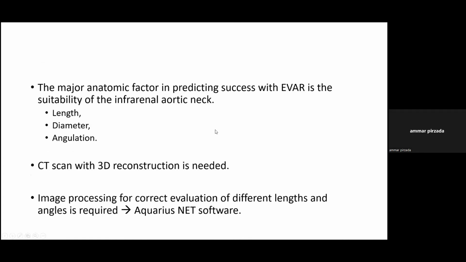So the major anatomic factor in predicting success with EVAR is the suitability of the infrarenal aortic neck, that includes its length, diameter, and angulation. The imaging modality of choice is obviously CT scan with 3D reconstruction. But to have proper sizing of the neck in terms of its length, diameter, and particularly angulation, image processing is required, and that can be performed by different commercially available softwares. Commonly used one is the Aquarius Neck software.